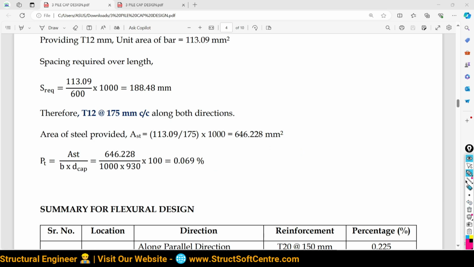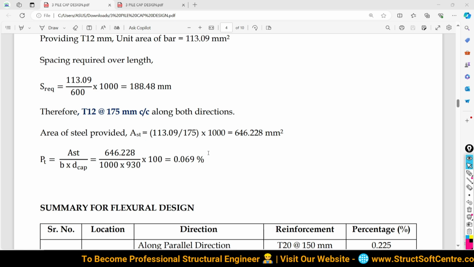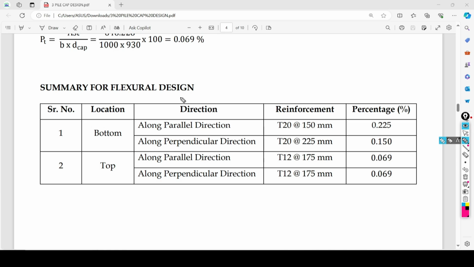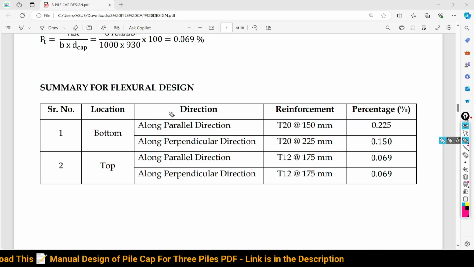So finally, we have provided the reinforcement at the bottom and top of the pile cap for the three piles. Now, finally, we are going to see the summary for the flexure design. Whatever reinforcement we have provided at the top or at the bottom of the pile cap along both directions, parallel and perpendicular, we are going to write here in tabulated form as a summary for the flexure design.